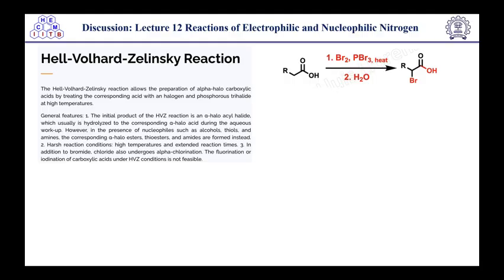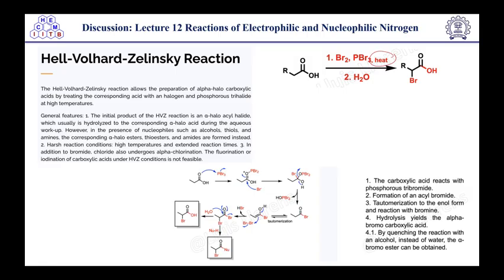Next, the Hell-Volhard-Zelinsky reaction. In this case, alpha bromination is taking place. The Hell-Volhard-Zelinsky reaction allows the synthesis of alpha-halocarboxylic acids with a halogen and phosphorus trihalide at higher temperature. Heat is given here. The initial product of this reaction is an alpha-haloacyl halide. We'll discuss the mechanism.